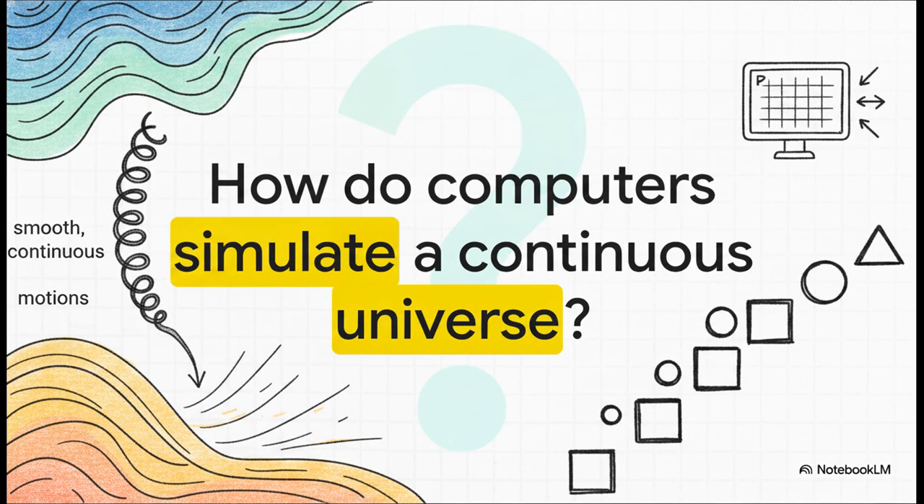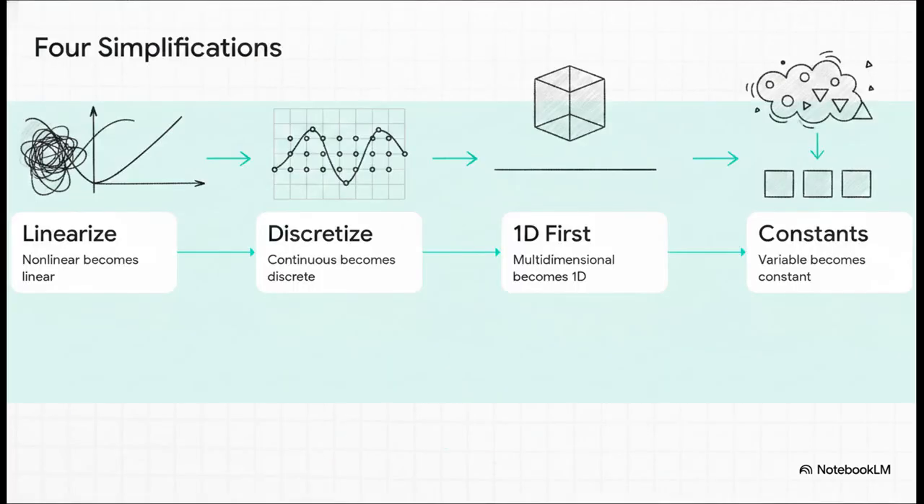This brings us to a huge foundational question. How do we actually teach a computer reality? Think about it. Nature doesn't do pixels or grid lines, right? Heat diffuses perfectly smoothly across a room. A metal spring stretches seamlessly. But a computer? It only understands rigid, discrete steps, ones and zeros. So how do we force this incredibly smooth universe into a jagged digital box without losing the absolute truth of what's happening? Well, to make reality compute, we rely on what we can call the four great simplifications.